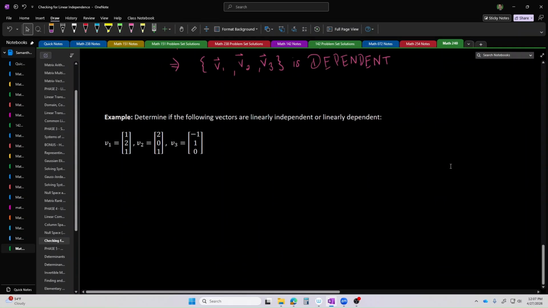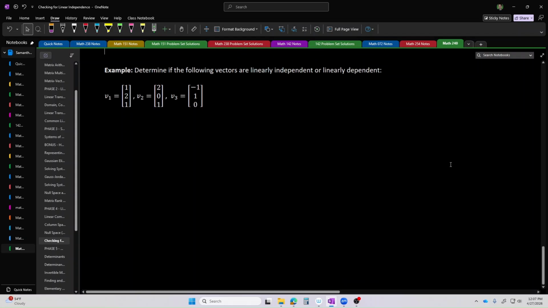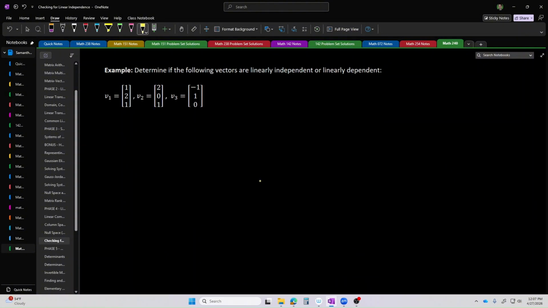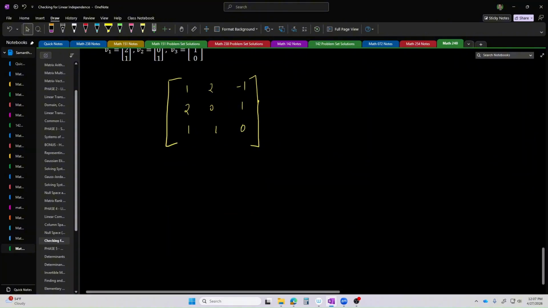Let's do the example one more time on the set of vectors (1, 2, 1), (2, 0, 1), and (-1, 1, 0). Let's determine whether these vectors are linearly independent or linearly dependent. And to answer that question, I will treat these vectors as columns of a certain matrix. And I will row reduce this matrix, and I will see how many of these columns are essential, how many of these columns are pivot columns.